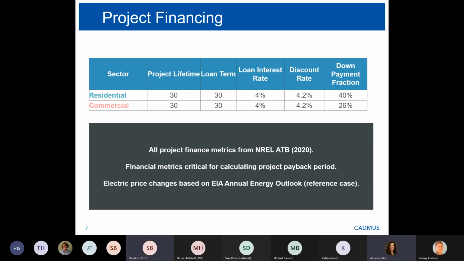Mm-hmm. Yeah, great. Thanks. And I just want to echo what Amalia is saying, that we do want to use the right metrics for Wisconsin, and if anyone has information that can improve these, we really welcome that.